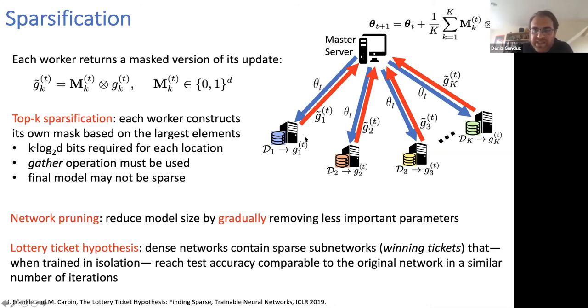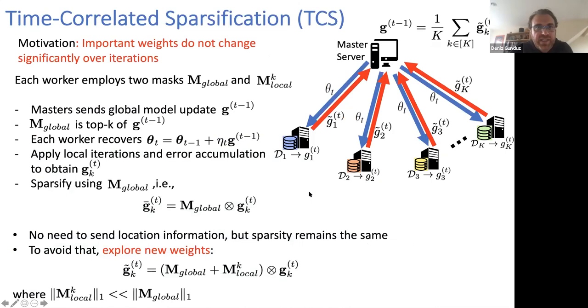That also motivated our scheme, which we call time-correlated sparsification for distributed federated learning. The motivation is that if there is this underlying sparse model that we should be able to get at the end, then the important weights should not be changing significantly over iterations. And if possible, when we find that, we should be able to stick to that sparsity, which is this mask.